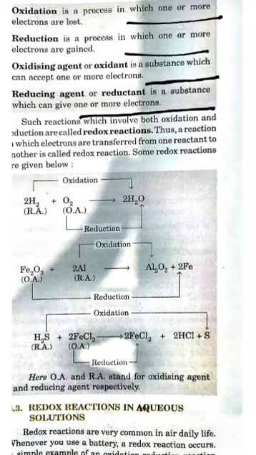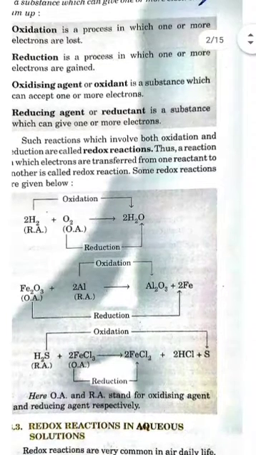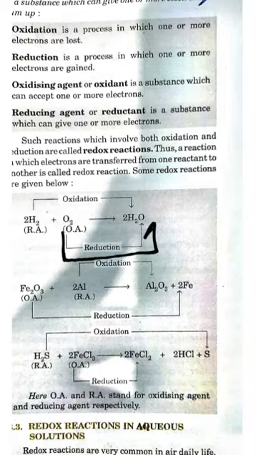Now as you can see in this reaction, hydrogen is reacting with oxygen to form water. As you can see in this reaction, oxygen was present alone, in its elemental state, and there it has hydrogen. So addition of hydrogen has taken place, so it is undergoing reduction, and hydrogen was alone.